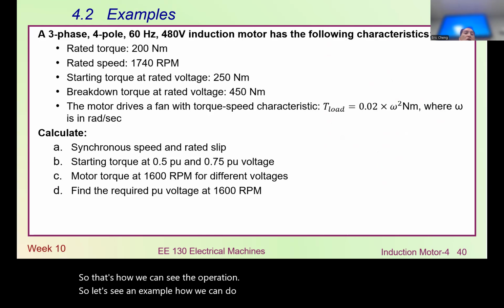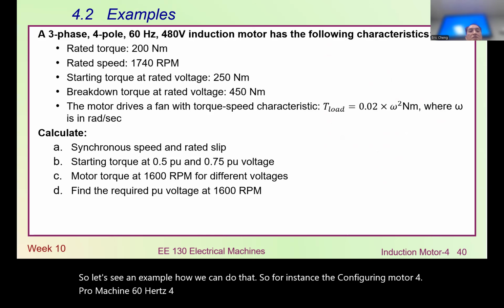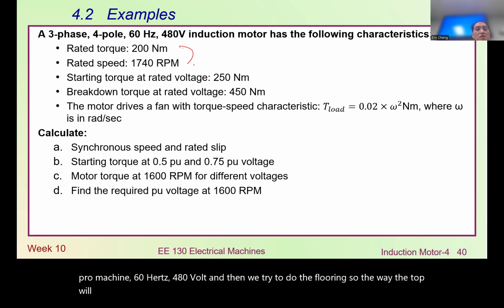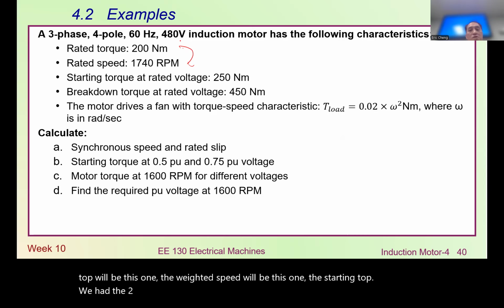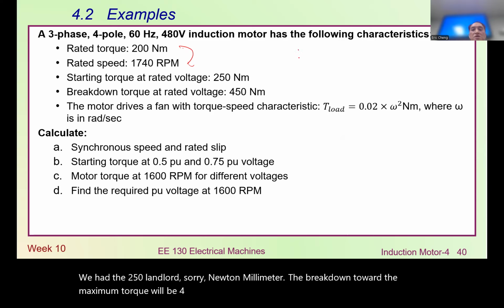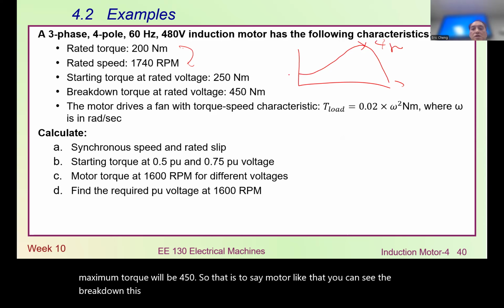So for instance, we have a three-phase motor, 4-pole machine, 60 hertz, 480 volt, and we try to do the following. So the rated torque will be this one, the rated speed will be this one. The starting torque is 250 Newton-meter. The breakdown torque, the maximum torque, will be 450. So for a motor like that, you can see the breakdown is 450, and the starting torque will be 250 in here.